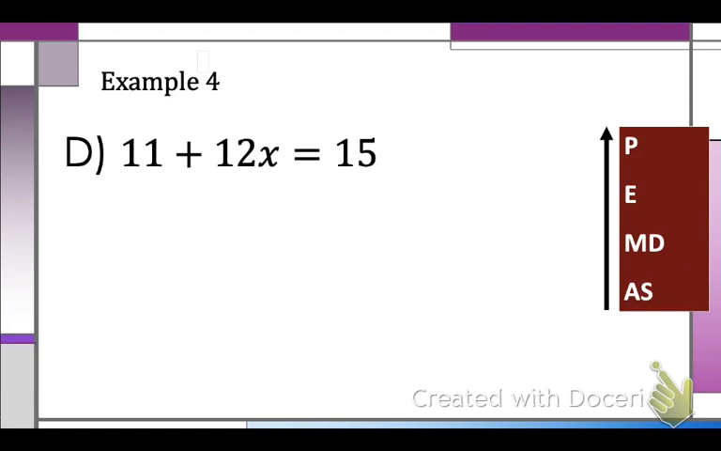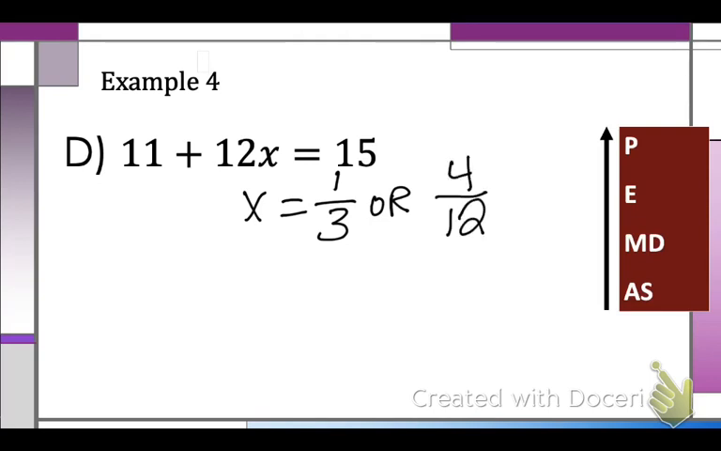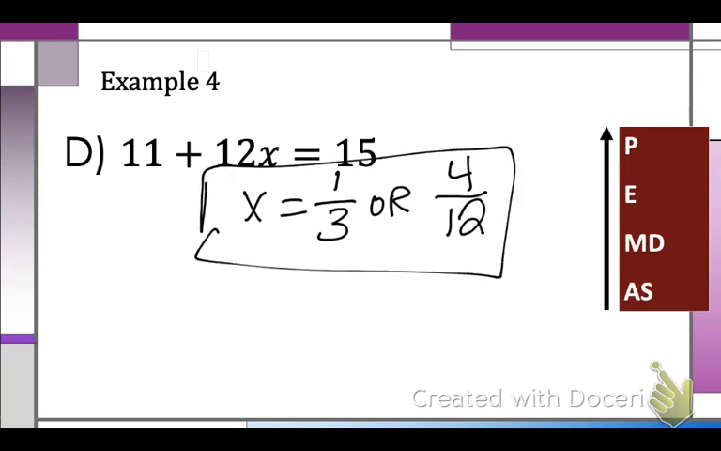So you should have paused your video. And now you should be checking your answer. The answer is x equals 1/3. Or if you wrote 4 over 12, you were not wrong, but you need to simplify. Okay, 4 over 12 is 1/3. So that should have been your answer. If you have absolutely no idea why, you should raise your hand or you should tell me on Zoom so that I can help you.